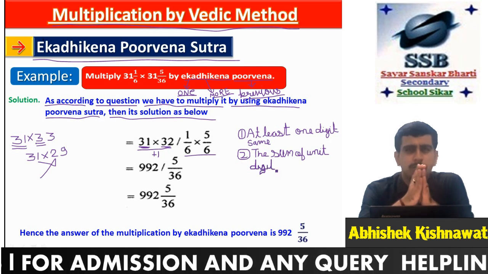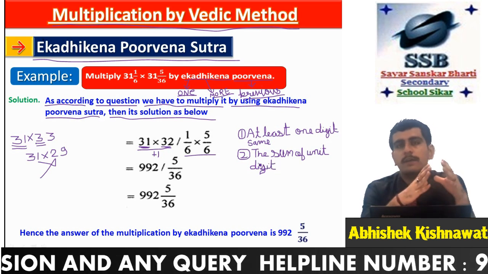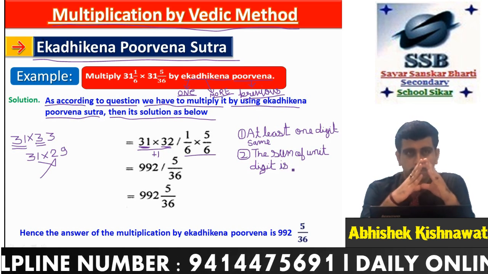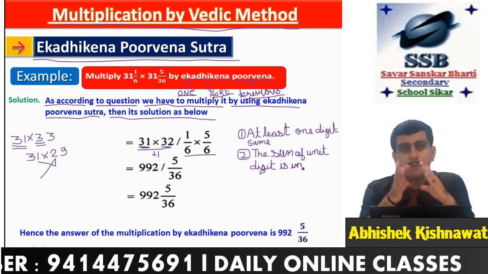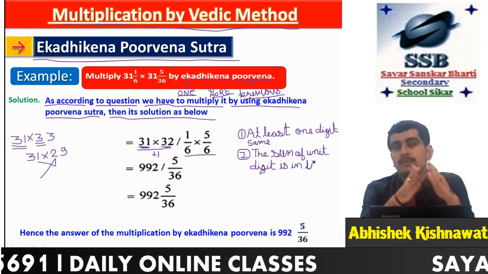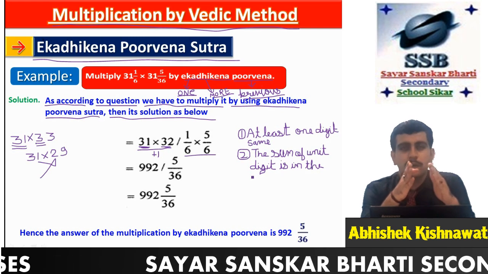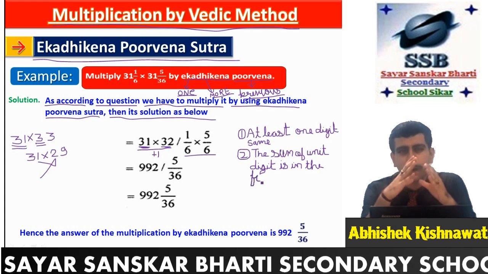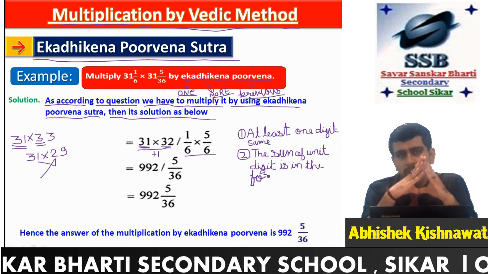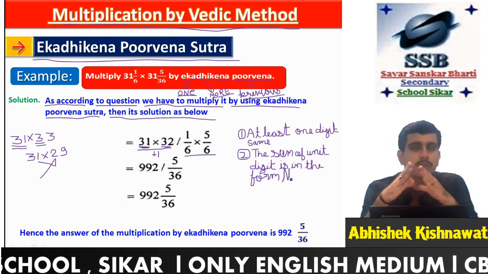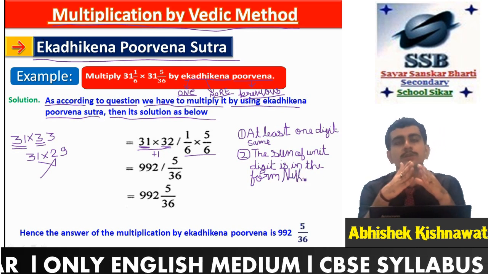If there is a number 31 and another one is 33, we can still multiply them, because one digit is still similar. In 31 and 33, 3 is similar. If we take another example, we can take 31 multiplied by 29. When we multiply it, there is no similar digit, so Ekadhikena will not be used here.